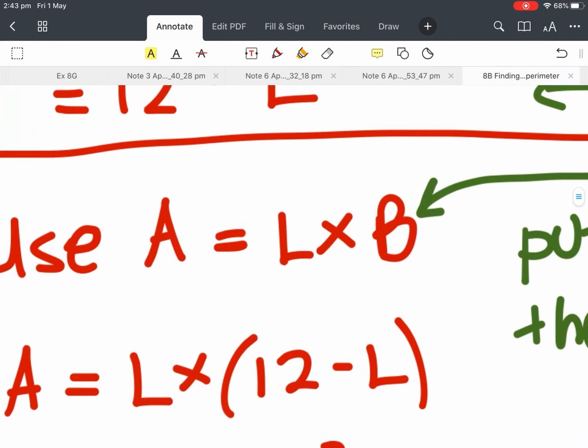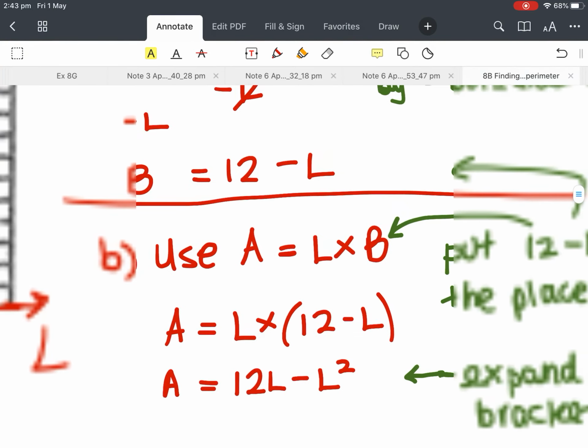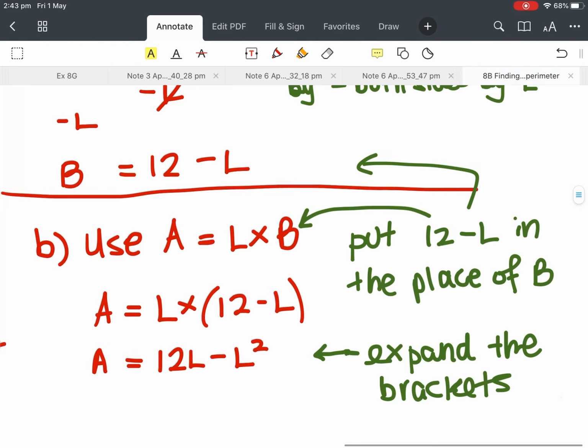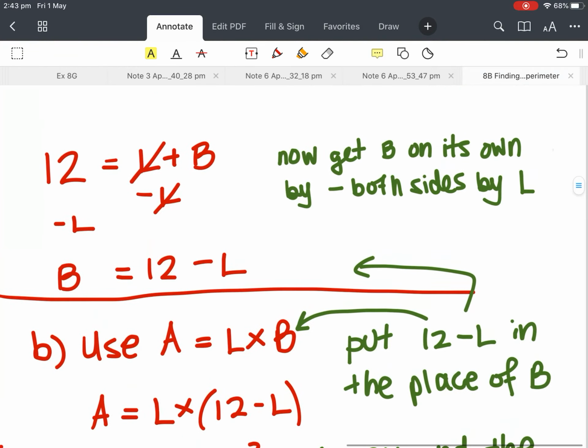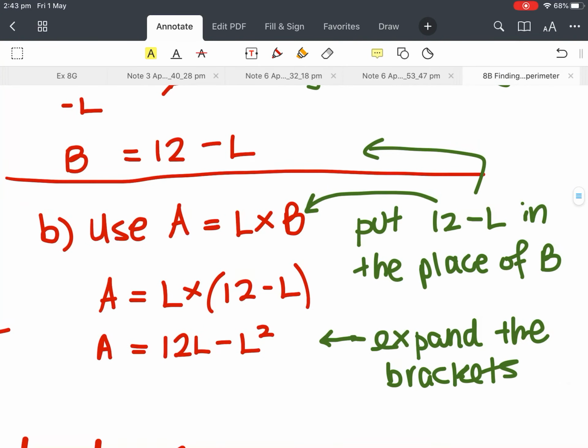All right, so starting off, we start off with the area formula. Hopefully you all know that area is length times breadth. So I've written in green there just to help you out. So what I'm going to do is I don't want any B's in my answer. So I'm going to put the 12 minus L in the place of the B. This is called substituting, if you can't remember. So that means on my second line, this one here, I'm going to have L times, that stays the same, but I'm going to put the 12 minus the L in the B position, but make sure you put it in brackets, because otherwise you'll get an incorrect answer.